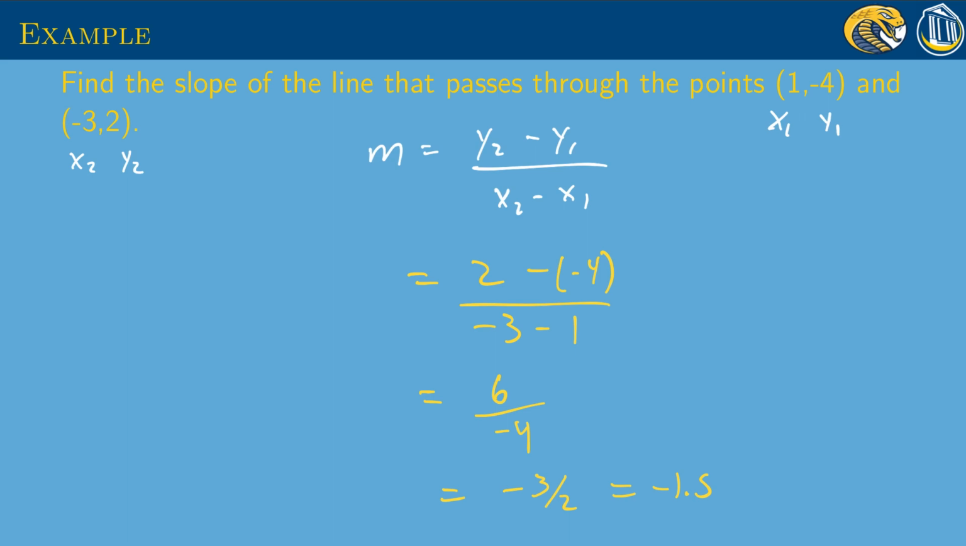Now keep in mind, if we had instead labeled these x2, y2, and x1, y1, although these numbers would be different, the final answer would turn out exactly the same, as long as we don't mix up. As long as our 2's are together and our 1's are together, then we should be good.